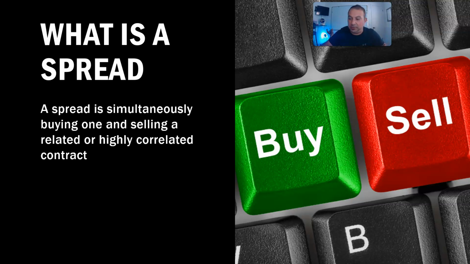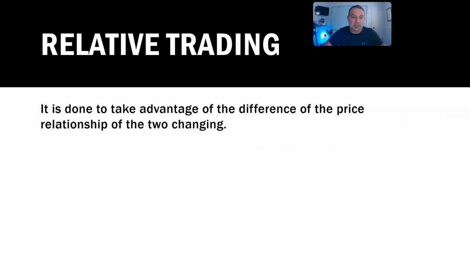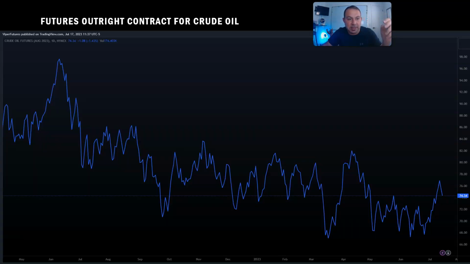So essentially, that is what a spread is. It's a relative trading style, done to take advantage of the difference in price, the relationship of two changing assets. The simplest thing to do is called a calendar spread, and we'll take crude oil here, for example. This is the August 23 NYMEX crude oil on a daily line chart.